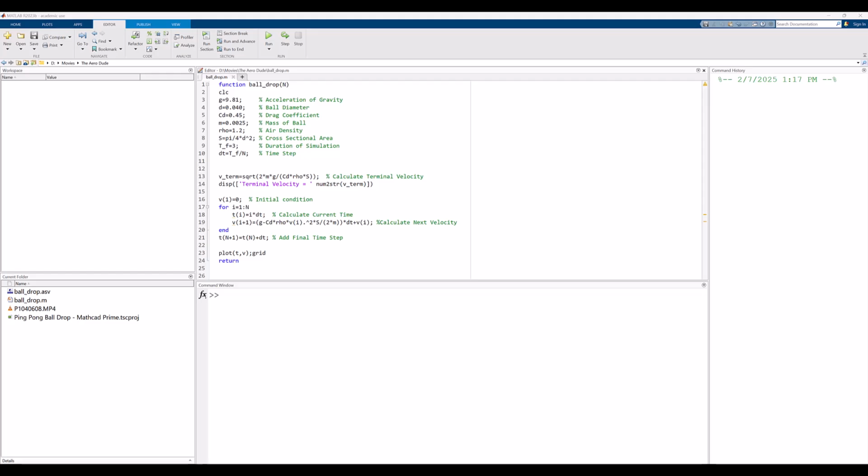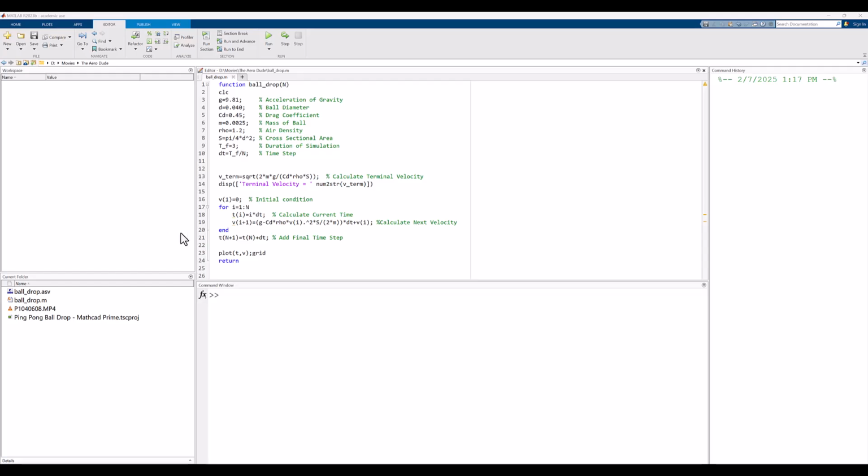Okay, here we are in MATLAB, and I wrote a little function called ball drop that does the calculations we saw before. You can see the first few lines here set up all the parameters we need. The duration of the simulation is t sub f, and there's our time step. So I calculated the terminal velocity right there, set the initial condition, and I made a little loop here to calculate all the velocities we need. Right there you can see I've added that final time step we need so that the number of t values and the number of v values is the same.